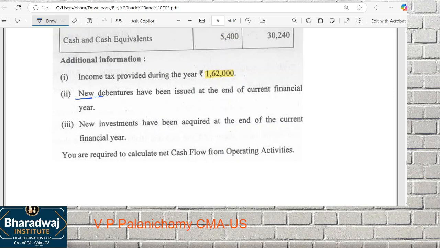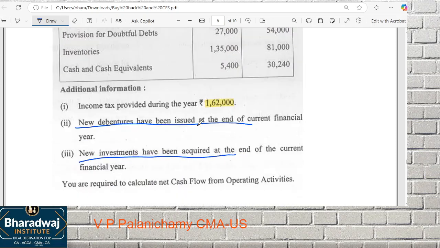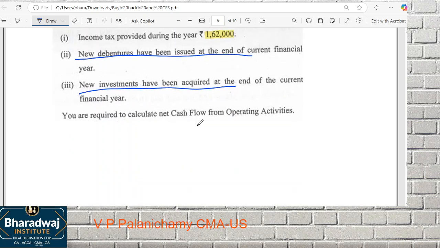New debentures have been issued at the end of the year. New investments are purchased at the end of the year, which means if you purchase on the last day, will you get interest or pay interest? No. That is why we calculate on the opening balance. If this information, point number 2 and 3 were missing, then we would have done on the closing balance itself.